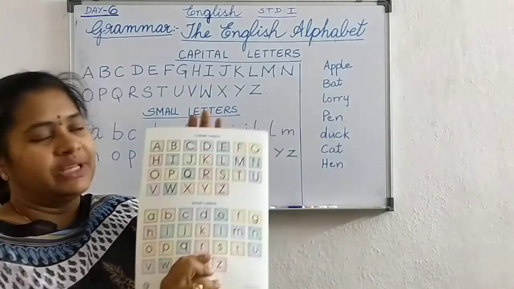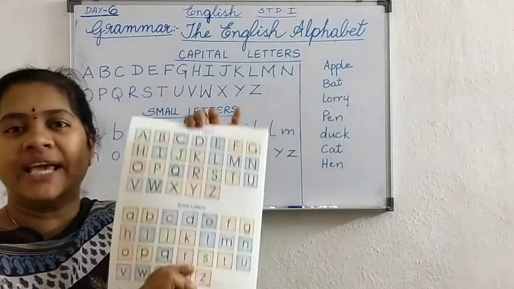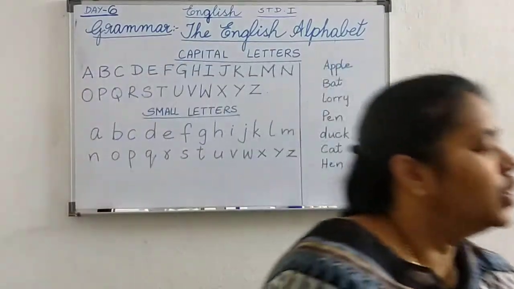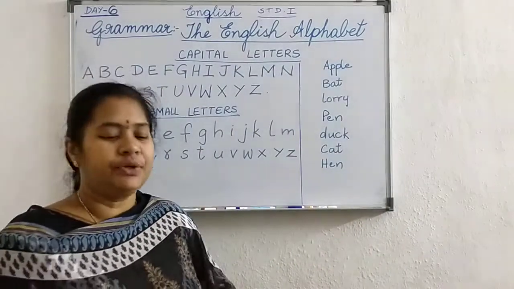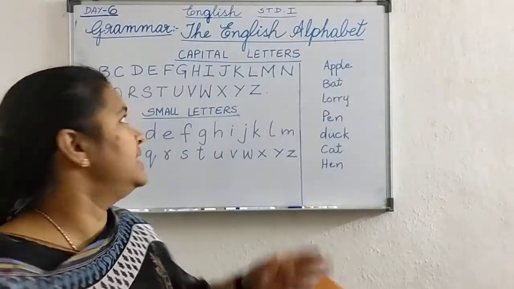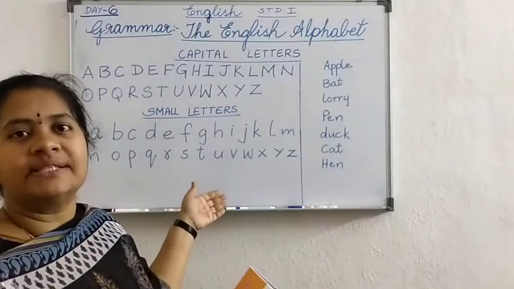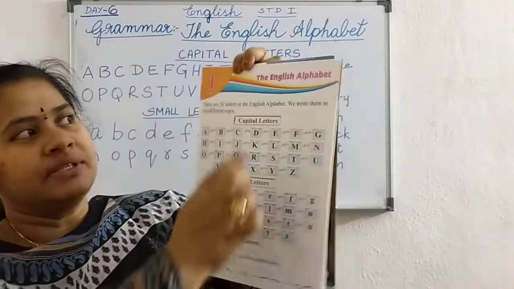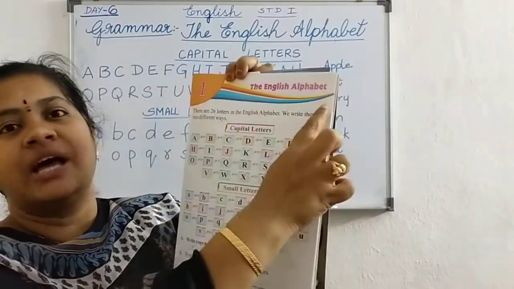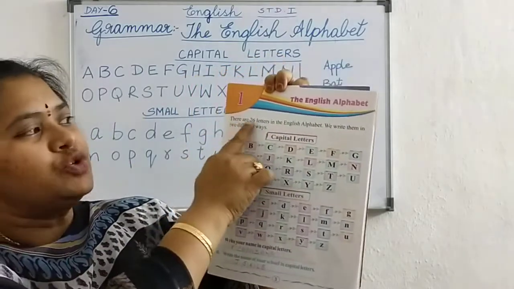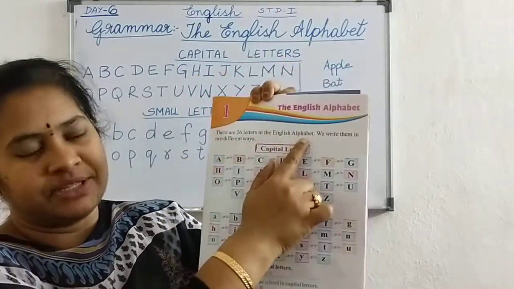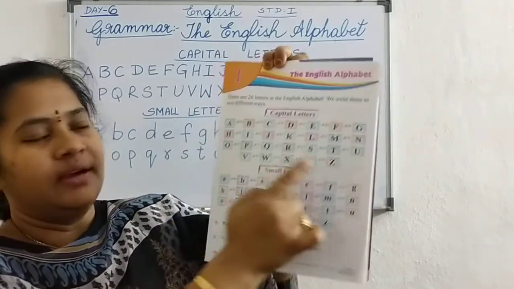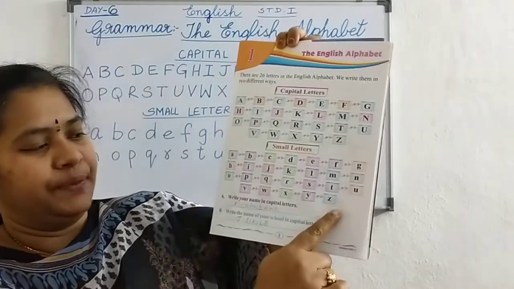So I told you that in English we have 26 letters. And 26 letters we will write in two different ways. One is capital letters and the other one is small letters. Now here, this is the textbook of grammar. See the first lesson, the English alphabet. There are 26 letters in the English alphabet. We write them in two different ways: capital letters A to Z and small letters A to Z.